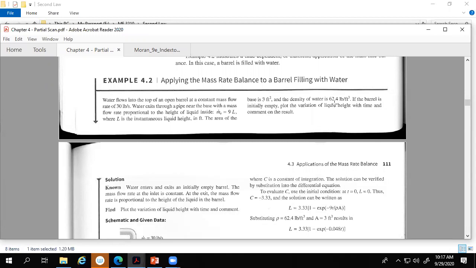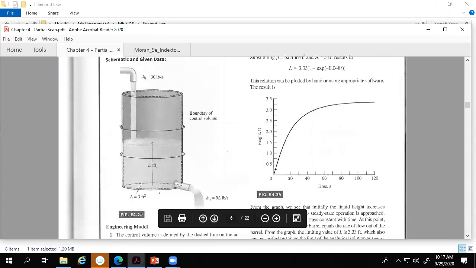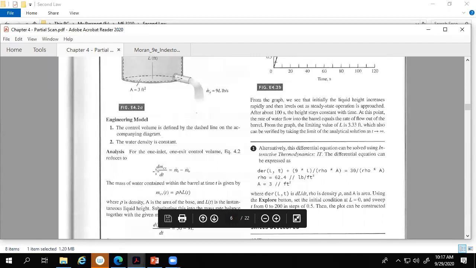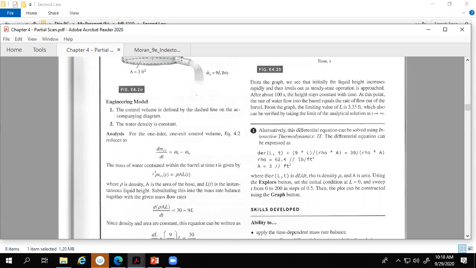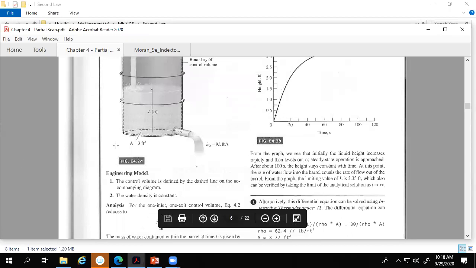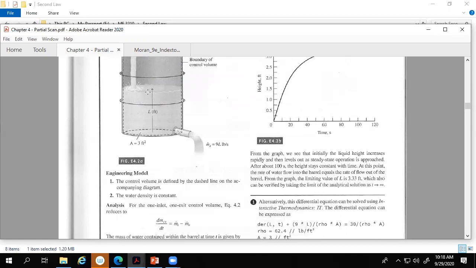Barrel's initially empty, plot the variation over time. Okay. Well, so here we go. There's our picture. We already did that. All right. So, well, what do we do? Well, you go to conservation of mass. dm CV dt is equal to m dot I minus m dot E. So, okay, how can we mathematically relate the amount of mass at any time t in this barrel? Well, we can take the volume and multiply it times the density. My area is 3 square feet times L is cubic feet, and I multiply that times density.